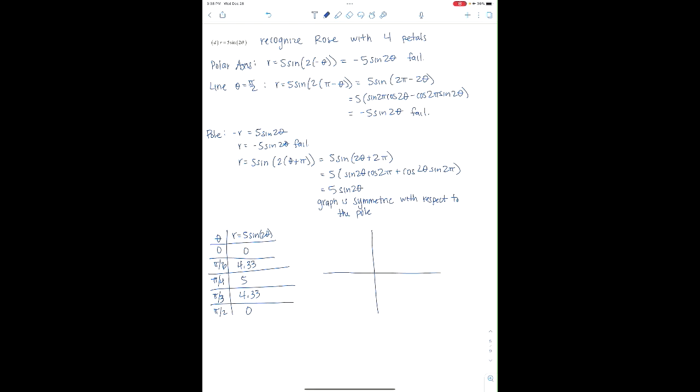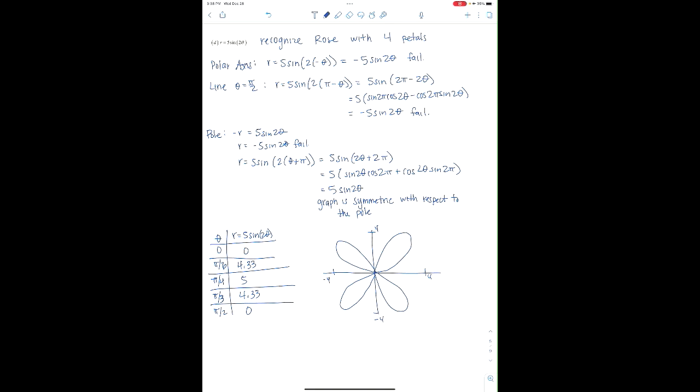And it looks really awesome. It's such a cool graph. We've got something going on like this, going out to the 4s. Our beautiful little rose.